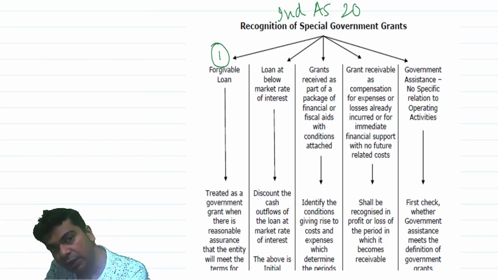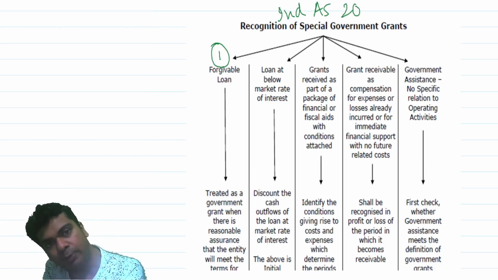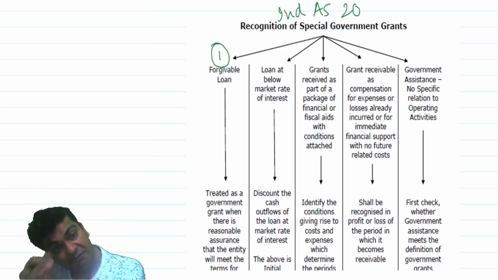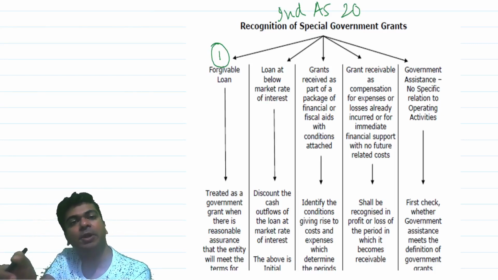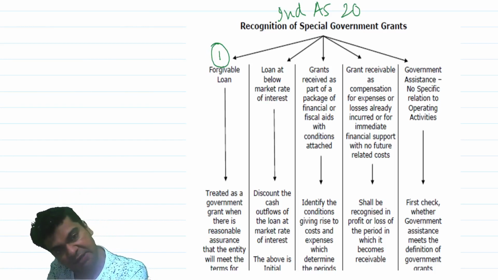But when I receive that loan as a business person, I'm inquiring that at what rate of interest will I have to pay? The government says it is interest free. Great. When am I supposed to repay this particular loan? The government says no need to repay it. It is a forgivable loan. Only thing is certain conditions will definitely be attached.